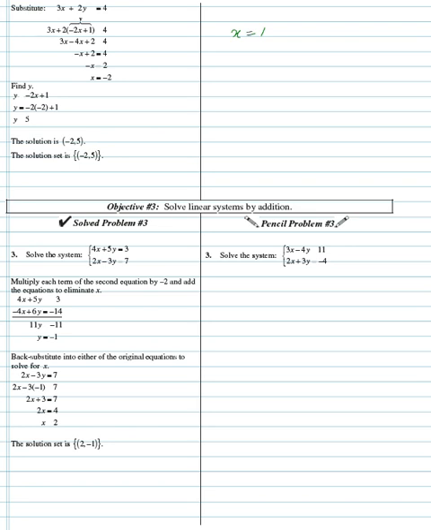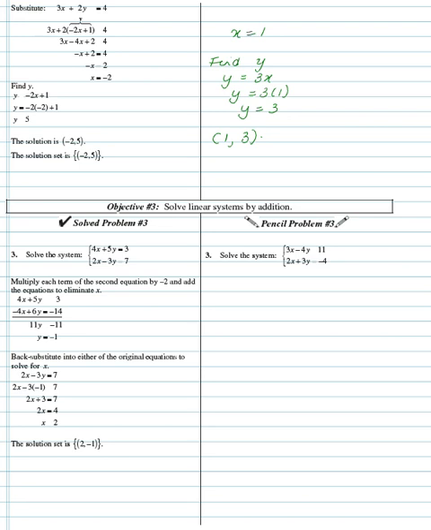Once I have my x, I'm going to find y. How do I find y? I can substitute x in any of the equations. Remember, y was 3 times x. So y is equal to 3 times 1. Y is equal to 3. So the solution is (1, 3).